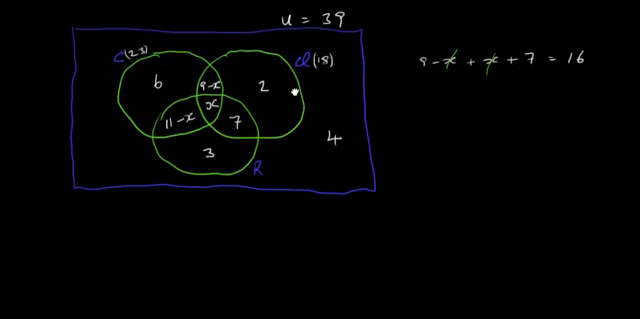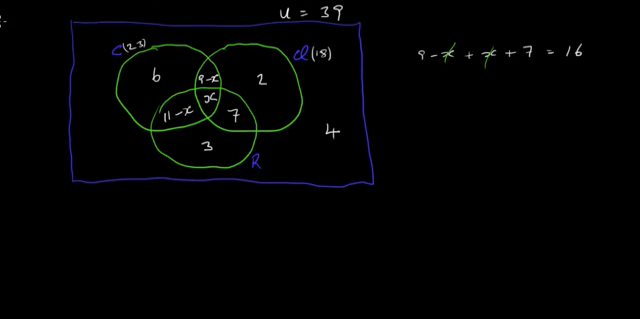So let's see if we can do that. Now, there are 2 ways of doing this. We could add up all of these numbers here and let it equal 39. That's one way of doing it. Or if we look here, we could just add these 4 sections up here, let them equal 23. That will work out for us as well.